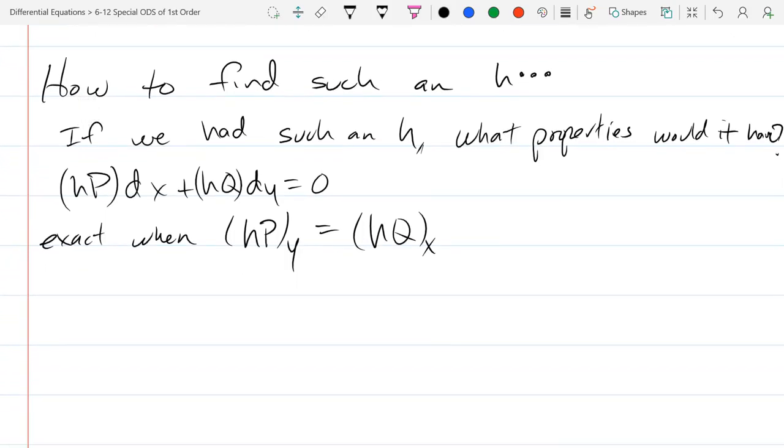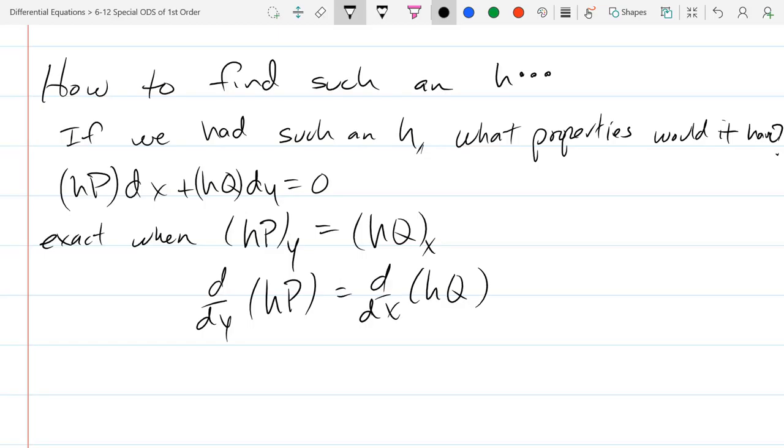And let's go ahead and apply the y derivative and the x derivative. I'll write it out like this, d/dx. Now these are both functions, so what rule do we have to use? Product rule. We're multiplying two functions together, either h and P or h and Q. So we've got a product rule.